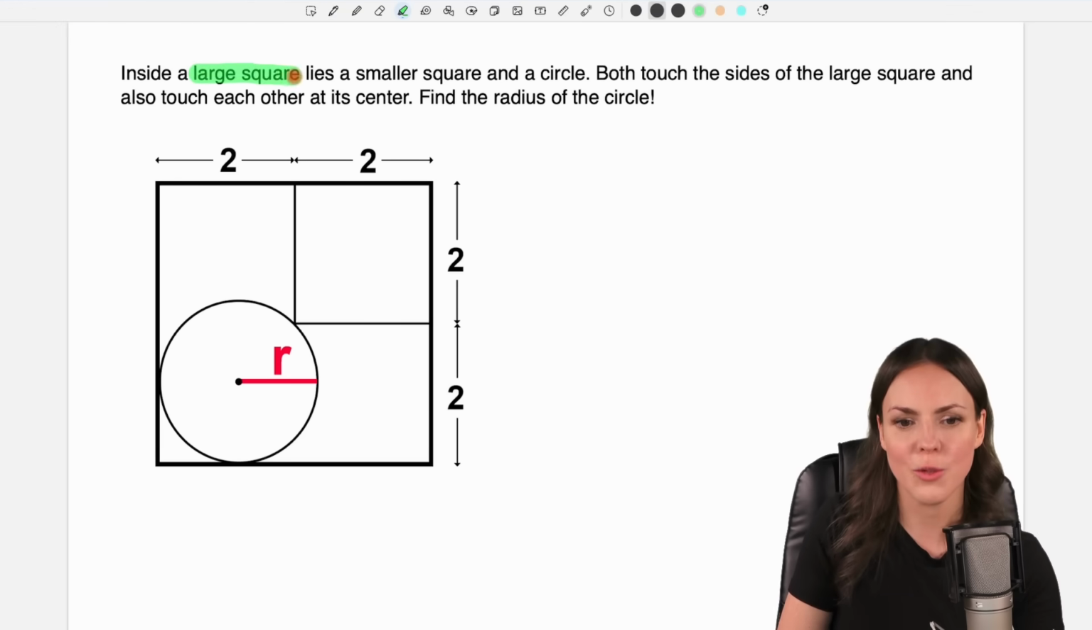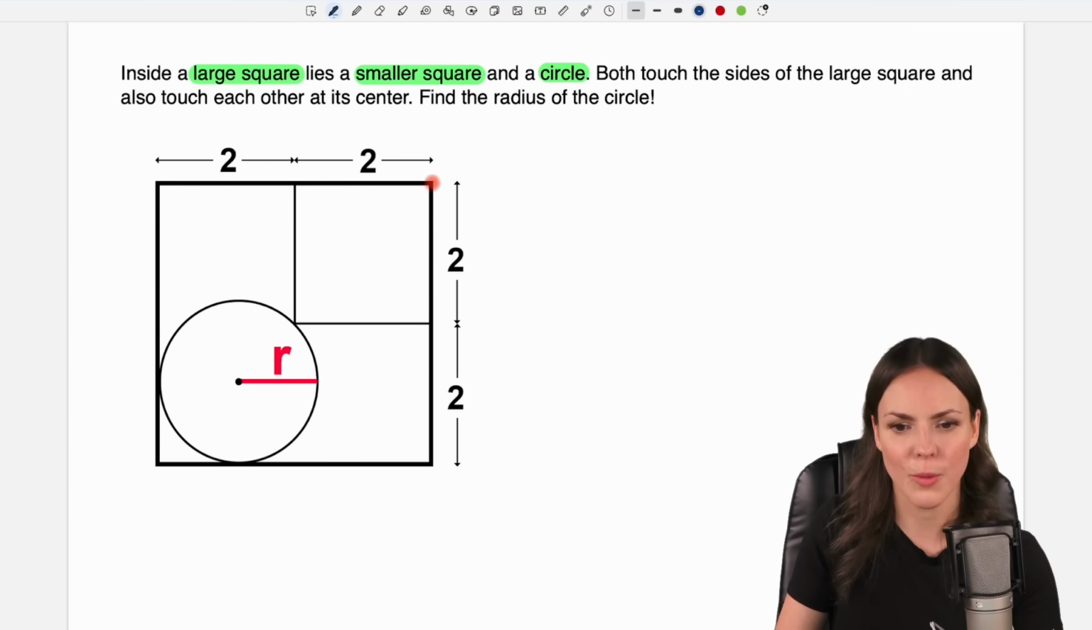Inside a large square lies a smaller square and a circle. Here we can see our large square, and inside we have the smaller square and the circle. Both touch the sides of the large square and also touch each other at its center.